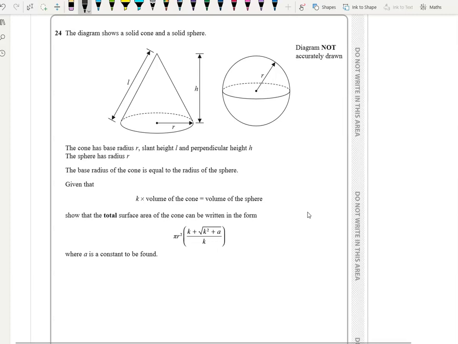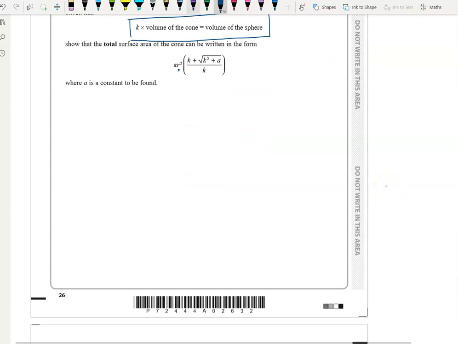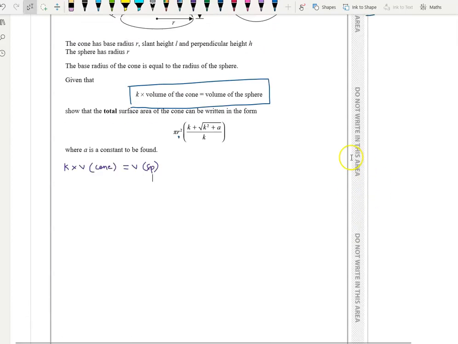Now, the formula for the total surface area of a cone is the area of the base, pi r squared, plus the curved surface area, which is pi r l. And here you see you have radius, but we need to find l in terms of either k or r. So we need to find the value of l. Now we'll start with the given information. It is given that k times the volume of the cone is equal to the volume of the sphere. The radius is the same for both, r.